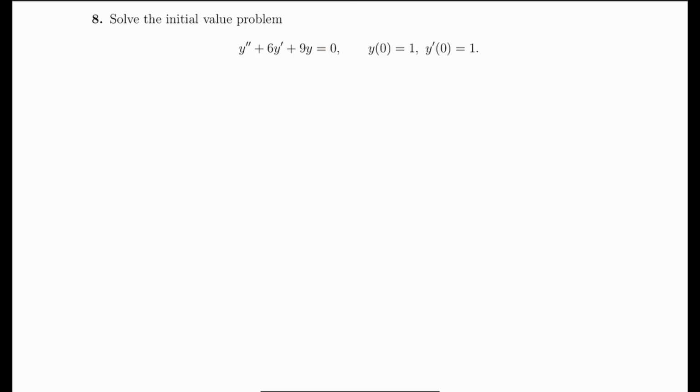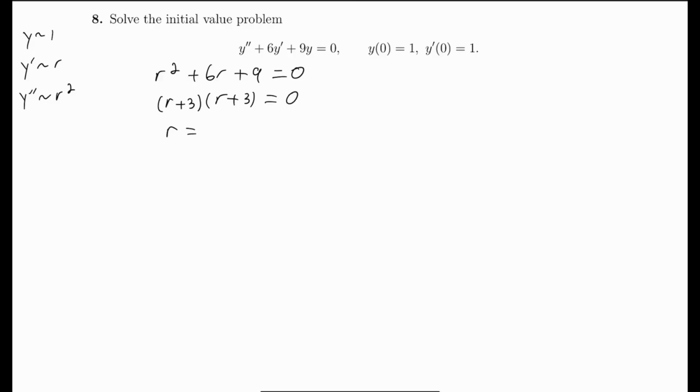Easiest way to solve linear homogeneous differential equations is with a characteristic equation. So remember, in a characteristic equation, for y, we're just going to plug in 1. For y prime, plug in r. Y double prime, plug in r squared. So the characteristic equation will become r squared plus 6r plus 9 is equal to 0. This factors easily into r plus 3 squared. I'll just write it as r plus 3, r plus 3. So this means we have roots r equals -3 with a multiplicity of 2.